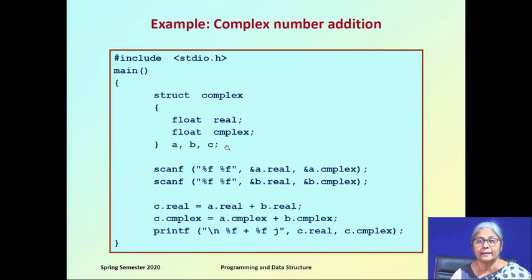Now, C we have already declared as the complex structure. So, C dot real is A dot real plus B dot real, that means the real parts of A and B are added. Similarly, C dot complex is A dot complex plus B dot complex, so the imaginary parts of A and B are added. Now, as usual we print %f plus %f, and we have given one j, so that when it prints, C dot real plus C dot complex j, that means a plus b j in this format. We discussed this.